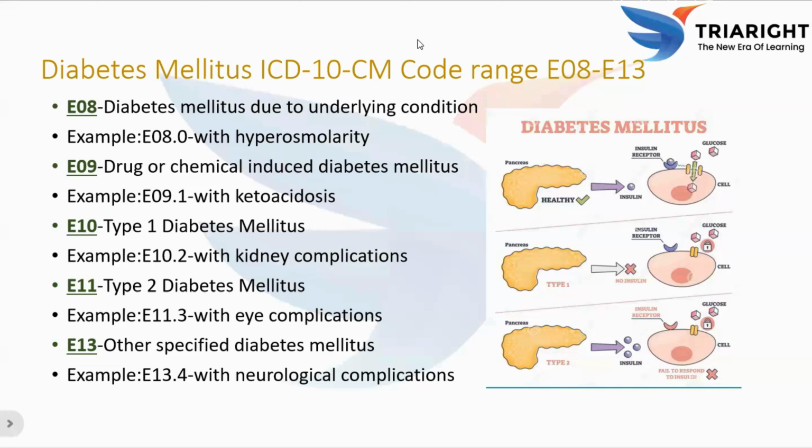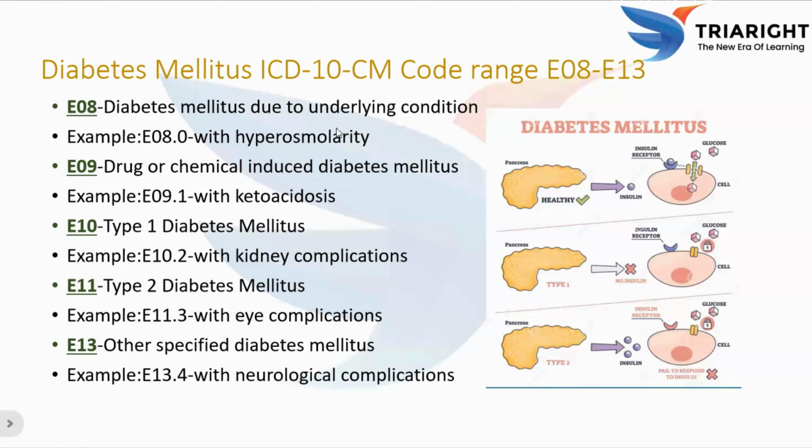And coming to the classification of diabetes mellitus. The ICD-10 codes E08 to E13 are used to classify different types and causes of diabetes and their complications. So what is the first code? E08, diabetes mellitus due to underlying condition.